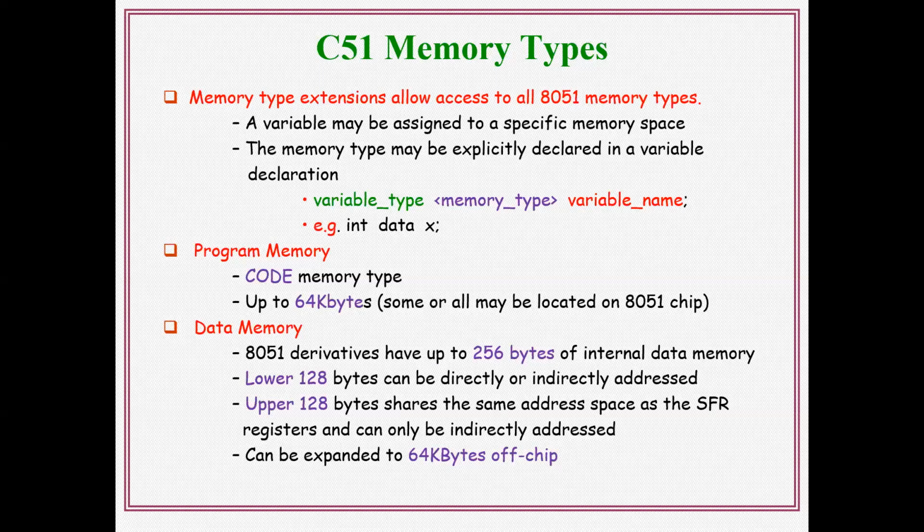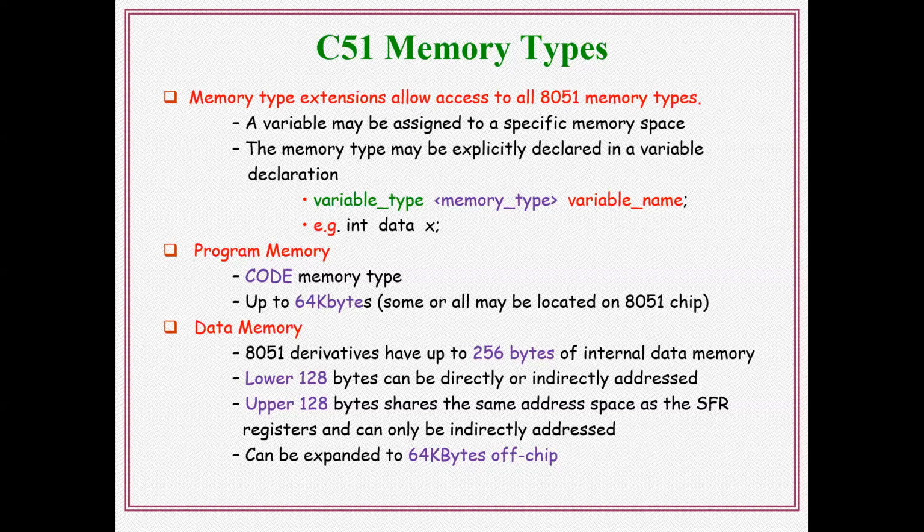This feature is not available in a C program. In C, variable declaration and type of variable are possible. But here, in embedded C51 memory types, in addition to variable declaration, memory declaration is also supported. And second one, program memory. One is code memory type, up to 64 kilobytes. Next one is data memory.